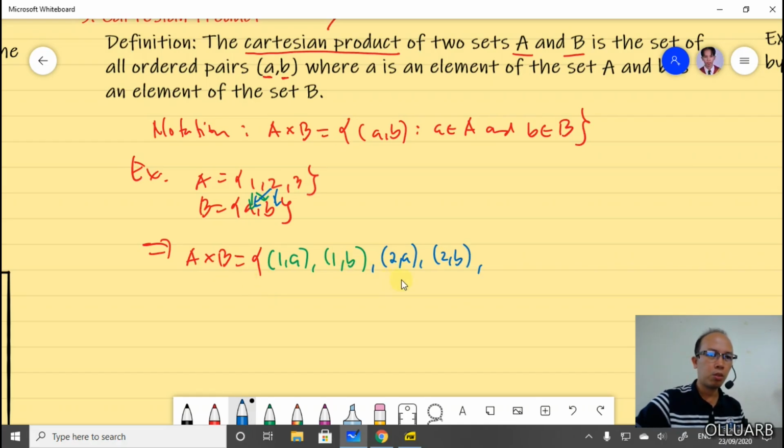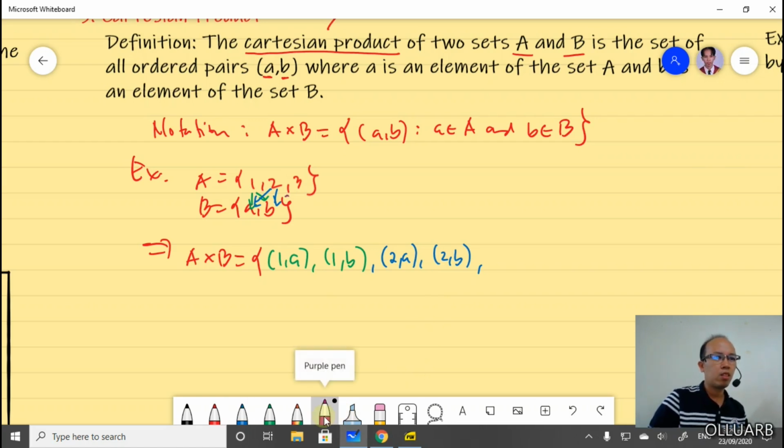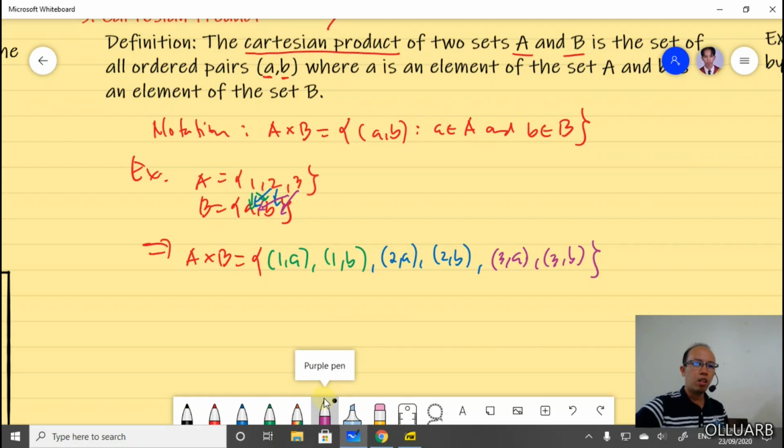We use here the roster method, and we know that the elements are separated by a comma. And then the last one, let's use color magenta, 3a and 3b. You have 3a and then 3b. So those are the elements of the Cartesian product. But if you get the reverse, notice that the Cartesian product is not commutative.